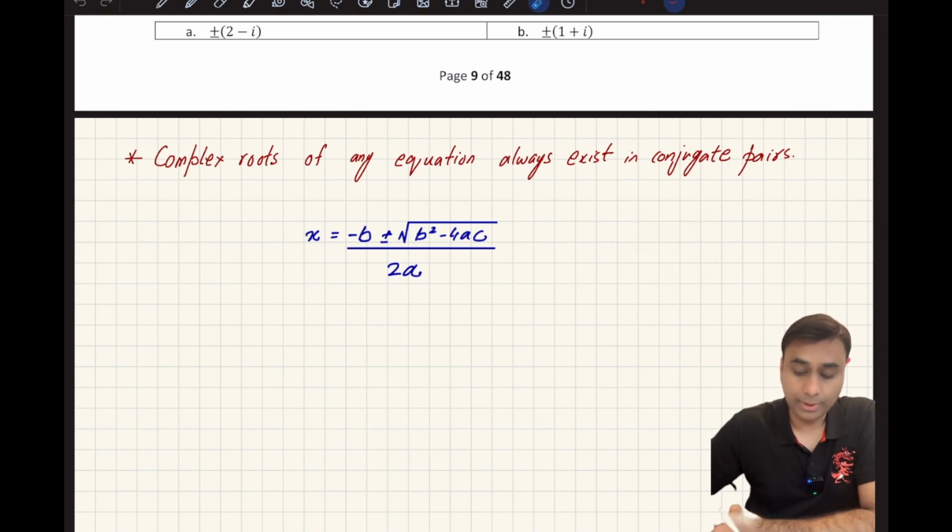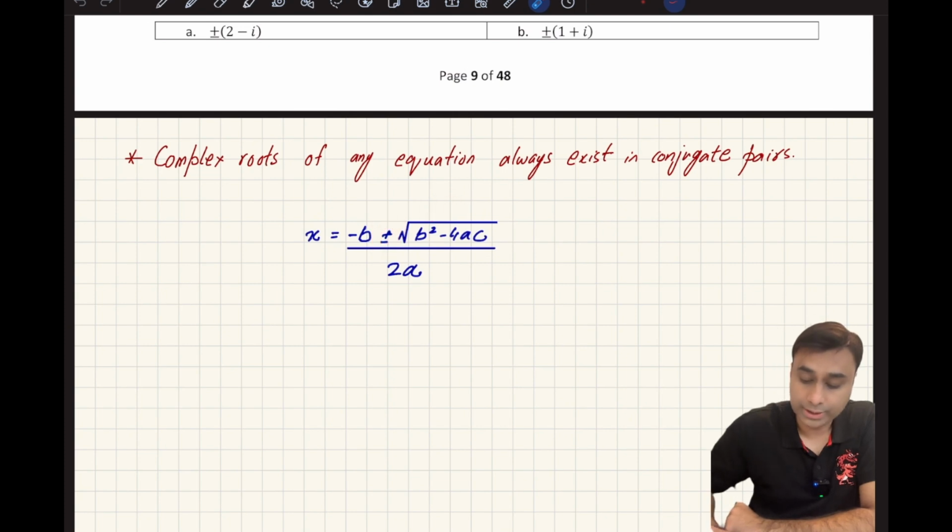You can guess that by looking at the structure of the quadratic formula. Whenever you get a complex root, that is because you have a root with a negative sign inside it, which turns into iota. So every time you have an iota coming from here due to a complex root, outside it would always be a plus and minus sign. That means the imaginary part of the root should always appear with a plus sign and a minus sign, and hence it must always exist in conjugate pairs.